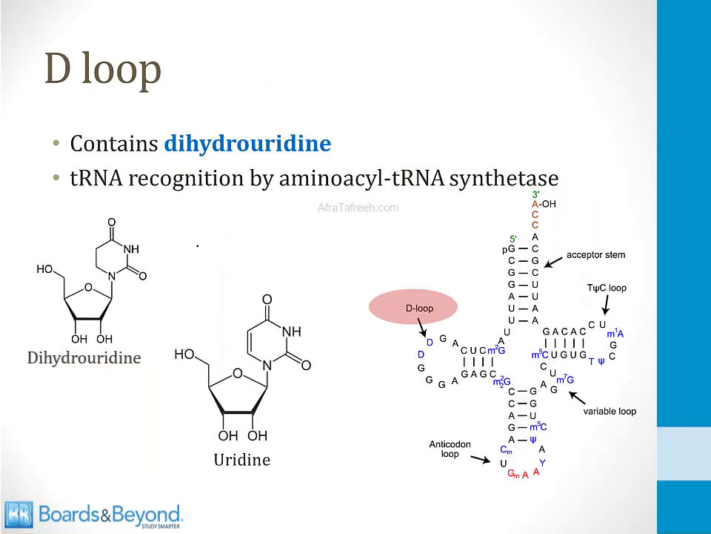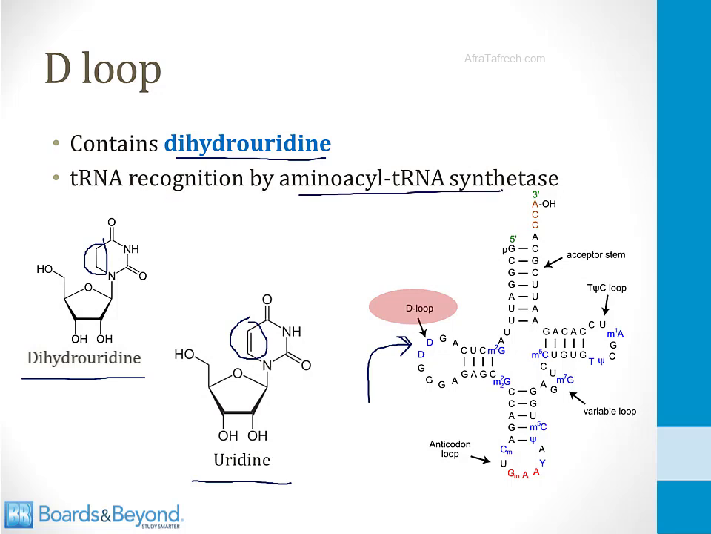The D loop gets its name because it contains an unusual nucleotide called dihydrouridine. In the middle of the screen is the structure of uridine as you would normally find it in a molecule of RNA. The D loop contains molecules of dihydrouridine. It's called dihydrouridine because 2 hydrogens have been added to this double bond here to make it a single bond. And you can see in this picture on the right side of the screen that we've got 2 of these dihydrouridine nucleotides present in the D loop. And the D loop is important because this is the portion of tRNA that's recognized by the enzyme aminoacyl tRNA synthetase, and we'll talk later about what this enzyme does.